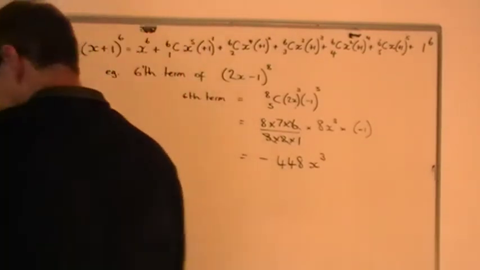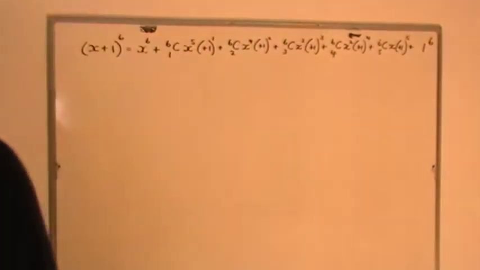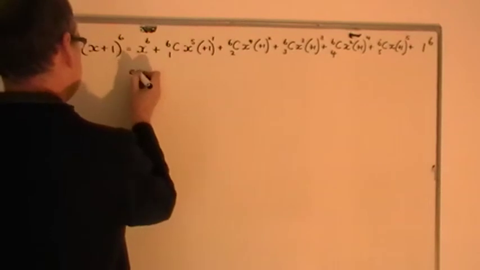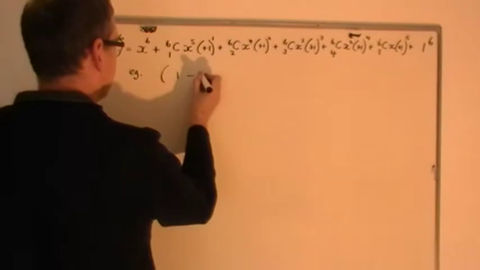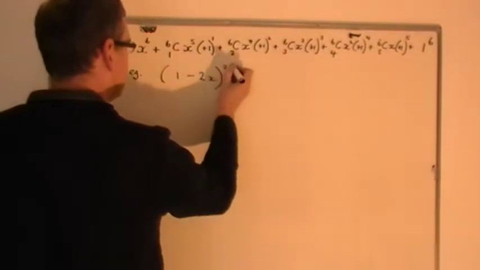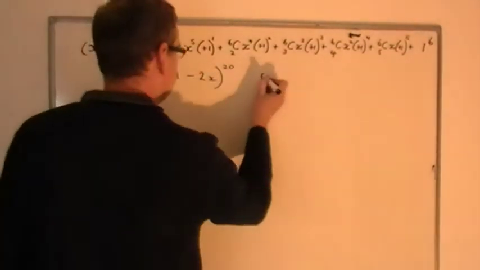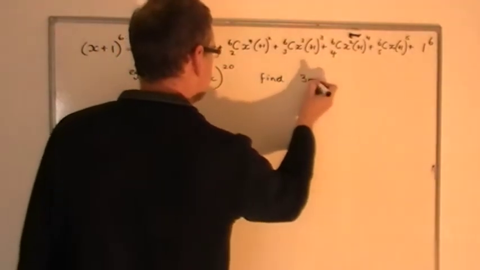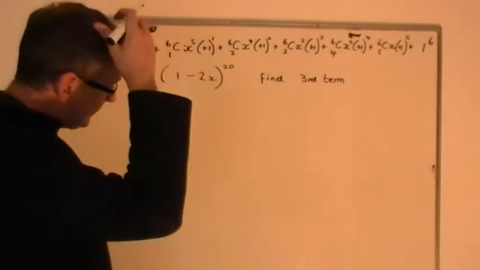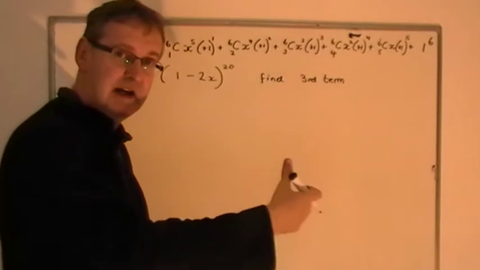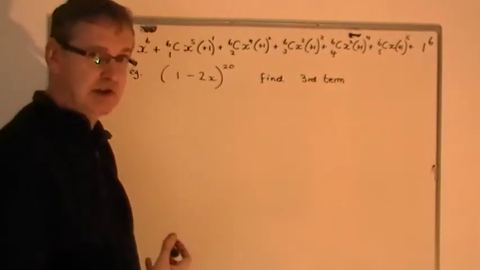Okay, let's try another one. Make some more space. Let's say, for example, let's do 1 minus 2x to the power 20. So you've got a ridiculously high power there, but I only want to find the third term. That's all I want. For this one, it wouldn't be too bad to expand it out, because if you only want the third term, you'd only have to find 3 terms. But I'm still going to go straight to the third term.